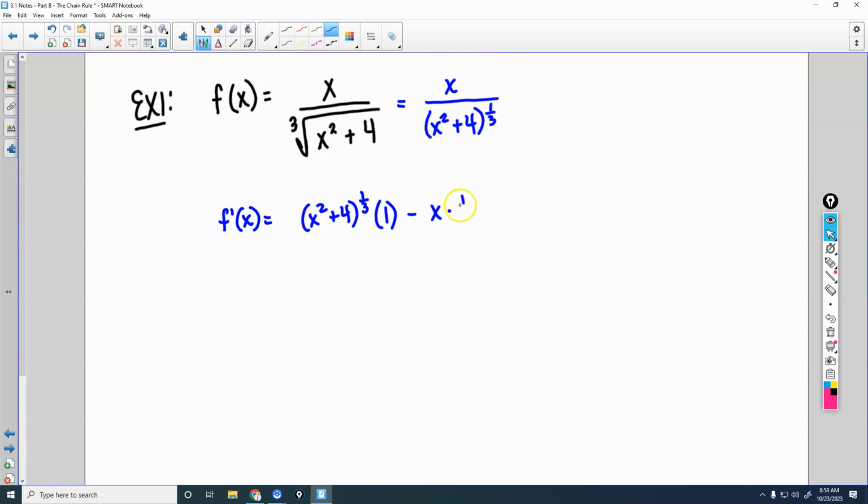So you're going to have 1/3 x squared plus 4 to the, what's my exponent going to be? Negative 2/3, because you're doing 1/3 minus 1 there. Then you got to multiply by the derivative of the inside, which would be 2x. And this will be all over x squared plus 4 to the 1/3 squared.